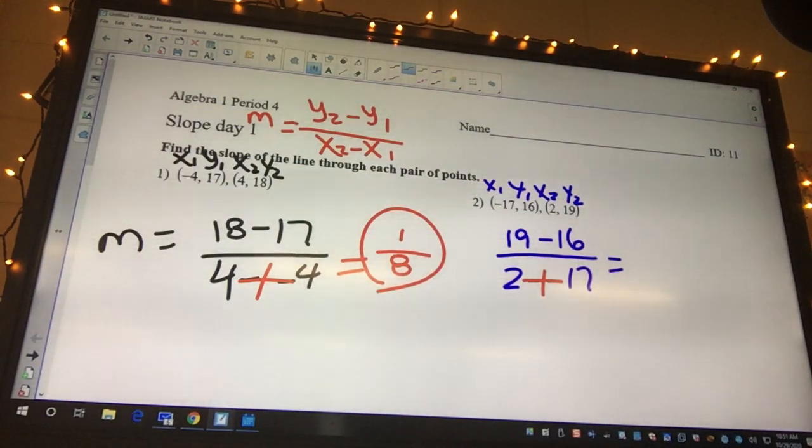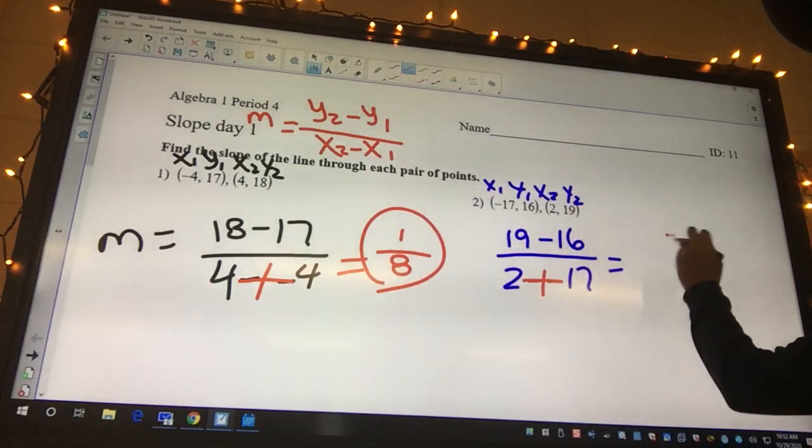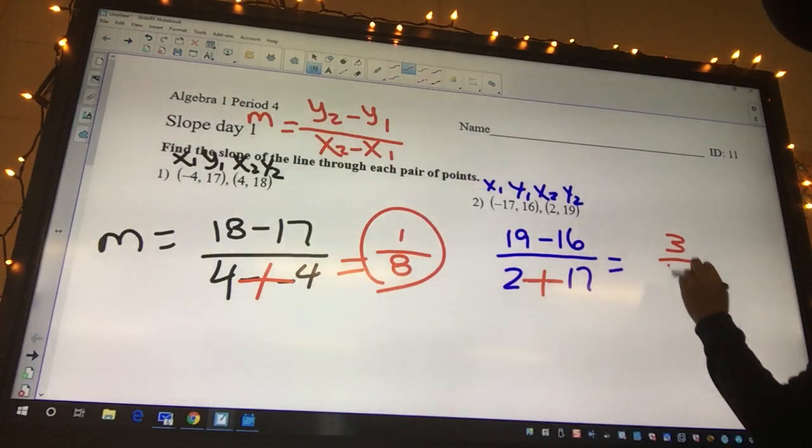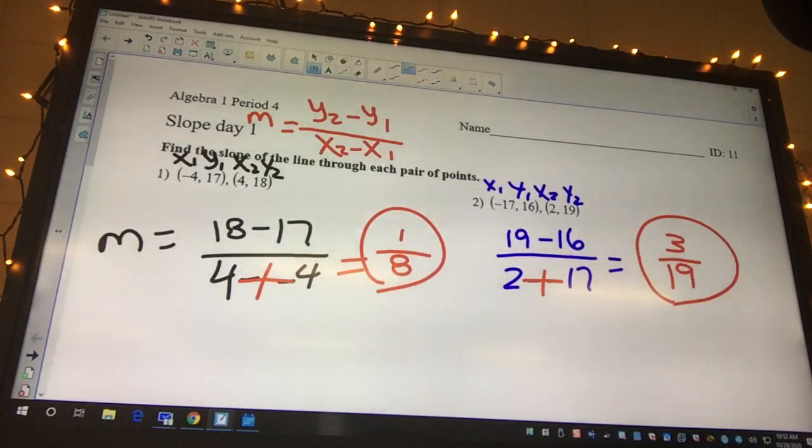Okay, so it's going to be 19 over 6. 19 minus 16 is going to be 3 over 19. So you should have got 3 over 19. If you didn't, it ain't right. You need to fix it.